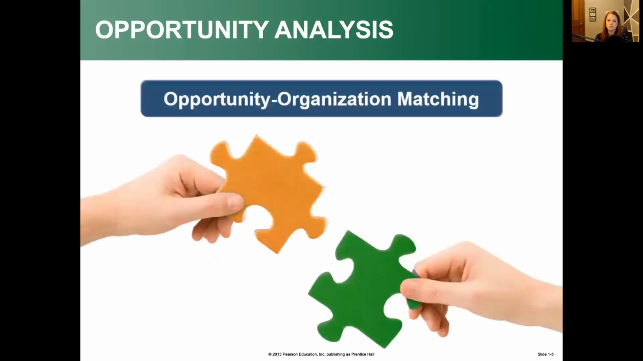Okay, so let's keep moving. The next piece of our little triangle is opportunity organization matching. This is really looking at the fit of this opportunity with our company. Does it make sense in terms of how we define our business? We're talking in chapter 1 about mission statements. Does this fit with our mission of who we are and who we want to be in the marketplace? And what are our strengths? What are our distinctive competencies? And can we utilize those for this new opportunity?